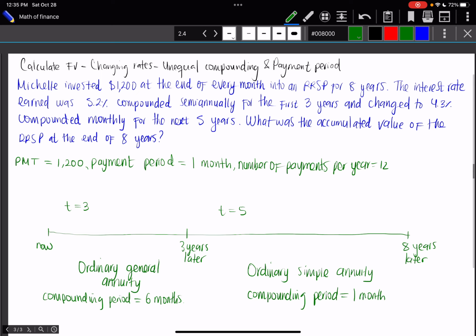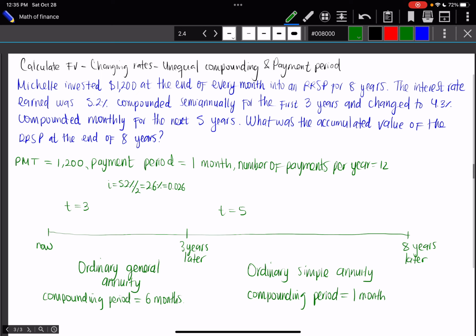For the first 3 years, the interest rate was 5.2% compounded semi-annually. 5.2% compounded semi-annually corresponds to I equals 5.2% divided by 2. The periodic interest rate corresponding to 5.2% compounded semi-annually is 5.2% divided by 2. And that value is the same as 2.6%, or in decimals 0.026.